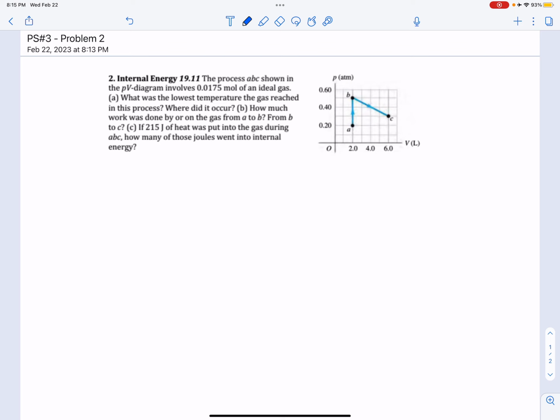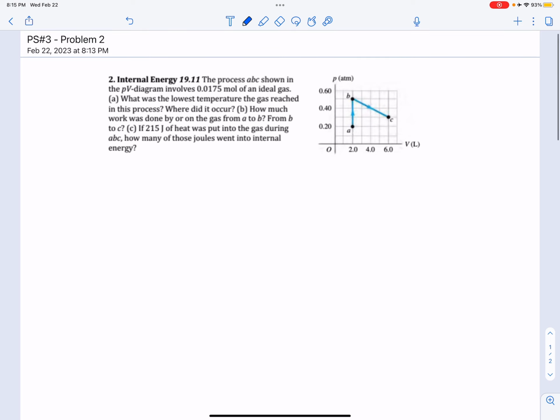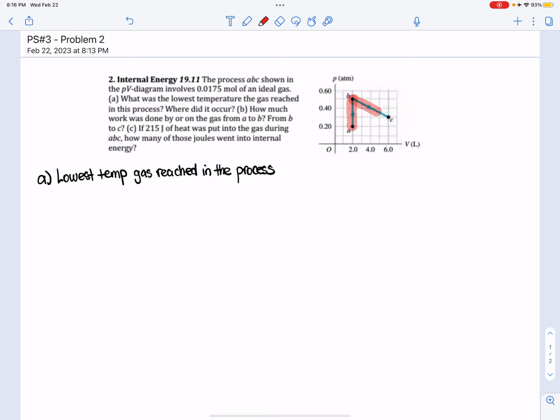Okay, let's start with part A. So part A, we want to find the lowest temperature the gas reached in the process. Right, and what was our process? Our process was from A going to B, and then B going to C, right? We went from state A to state B and state B to state C.